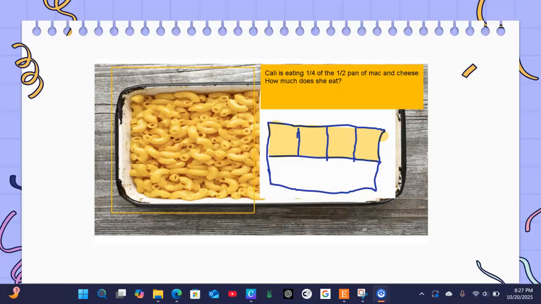Now this is Callie right here. Let me go ahead and change the color. This is the portion Callie eats. Okay. So now let's go ahead and write our expression. Again, Callie is going to get 1/4 of 1/2, which is what is remaining. So a piece of a piece.